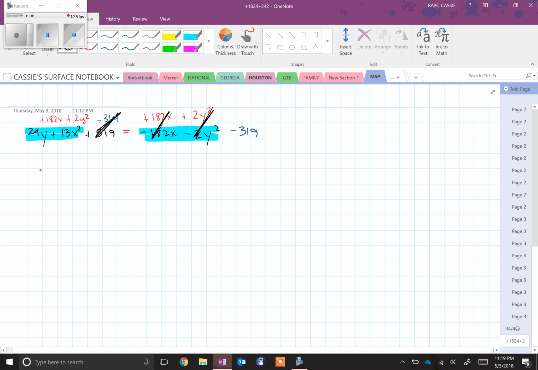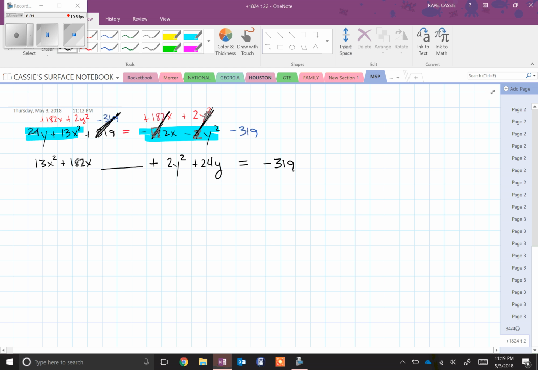I'm going to write it like this: 13x squared plus 182x. I'm going to leave a space, and that's on purpose. And then plus, sorry, I want the y squared first. So plus 2y squared plus 24y. Okay, that's the entire left-hand side, equals, the only thing left on this side is negative 319.